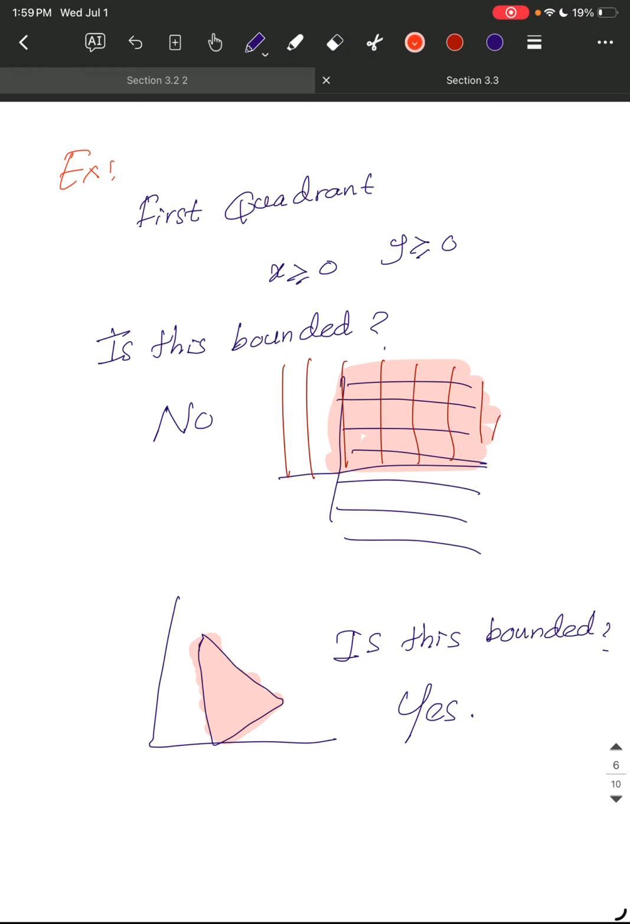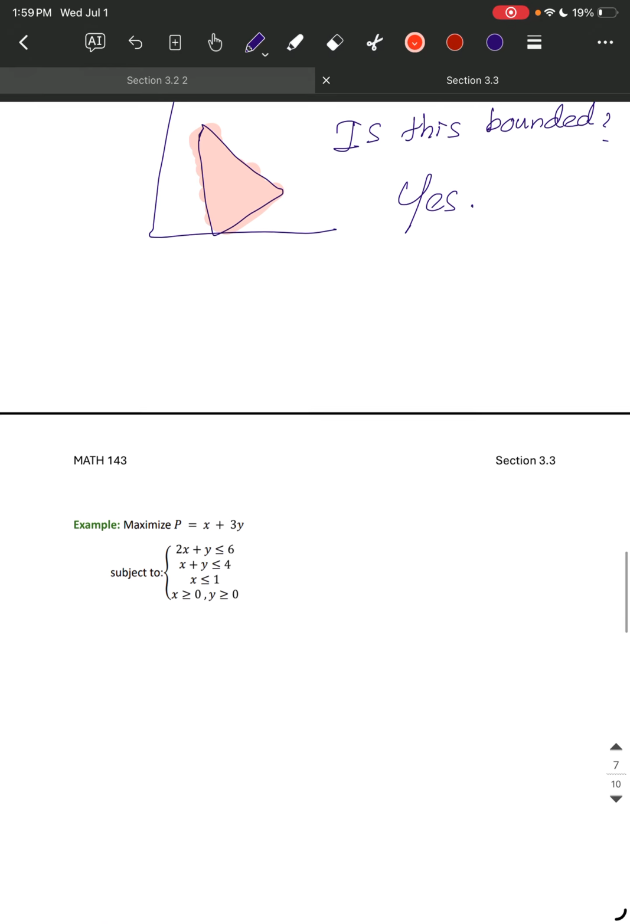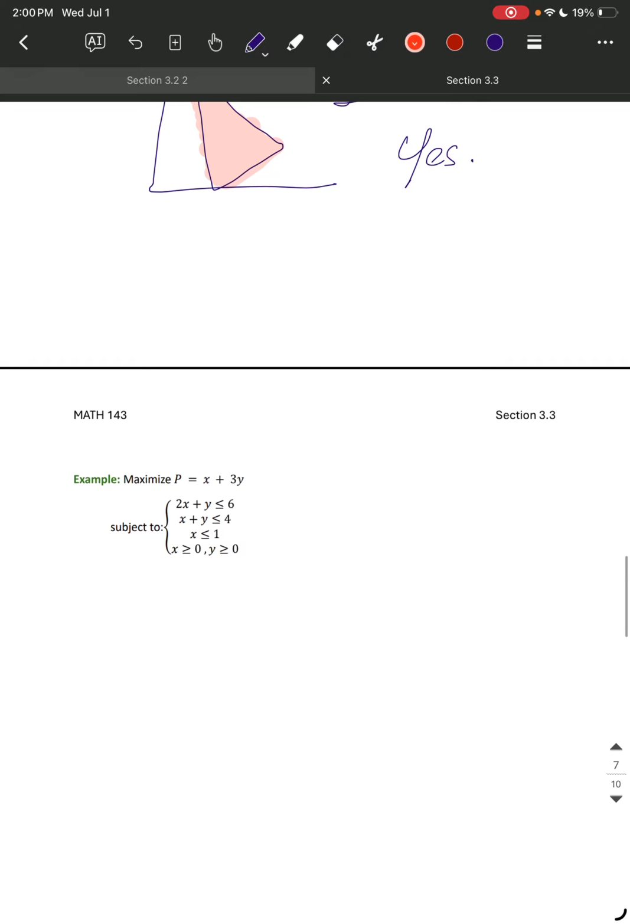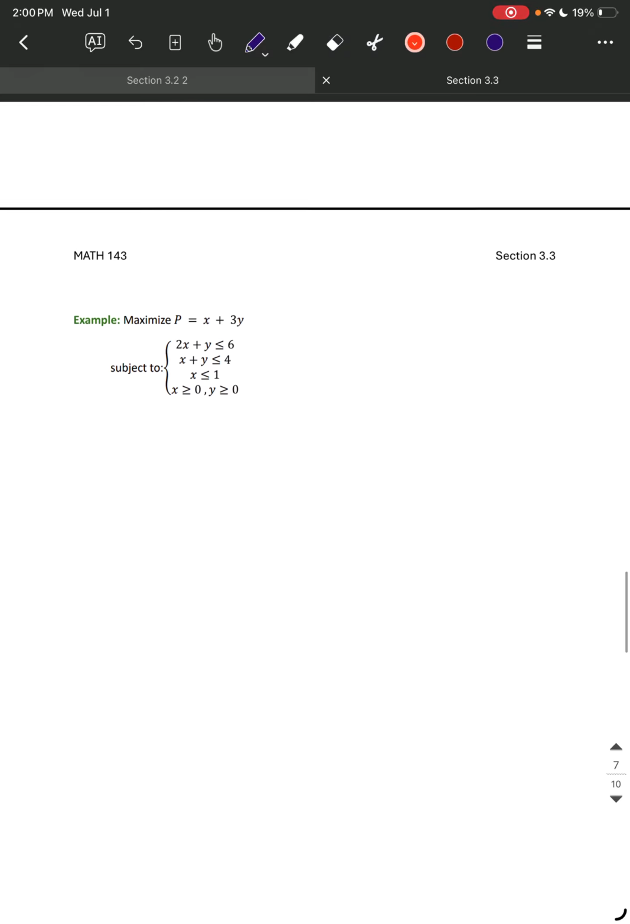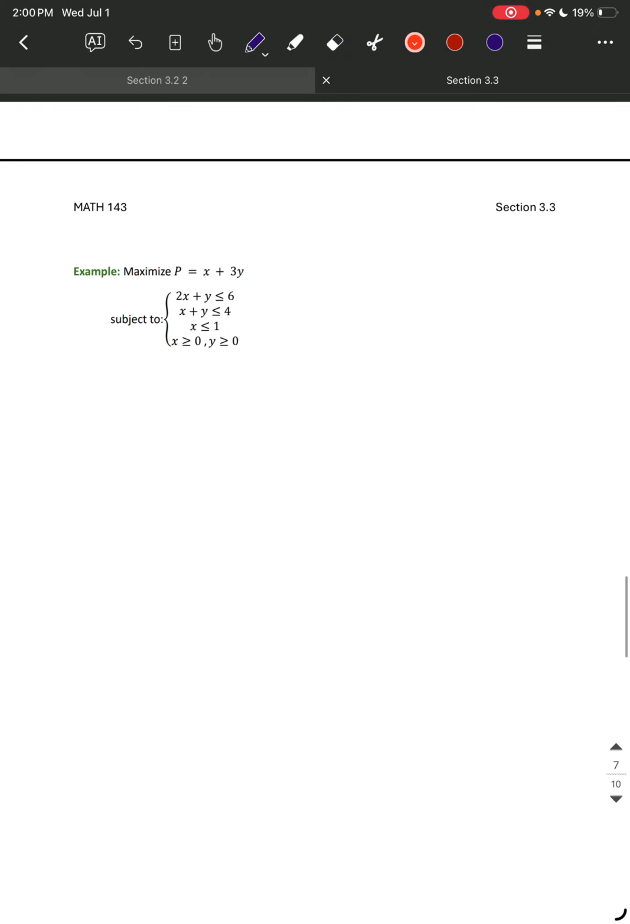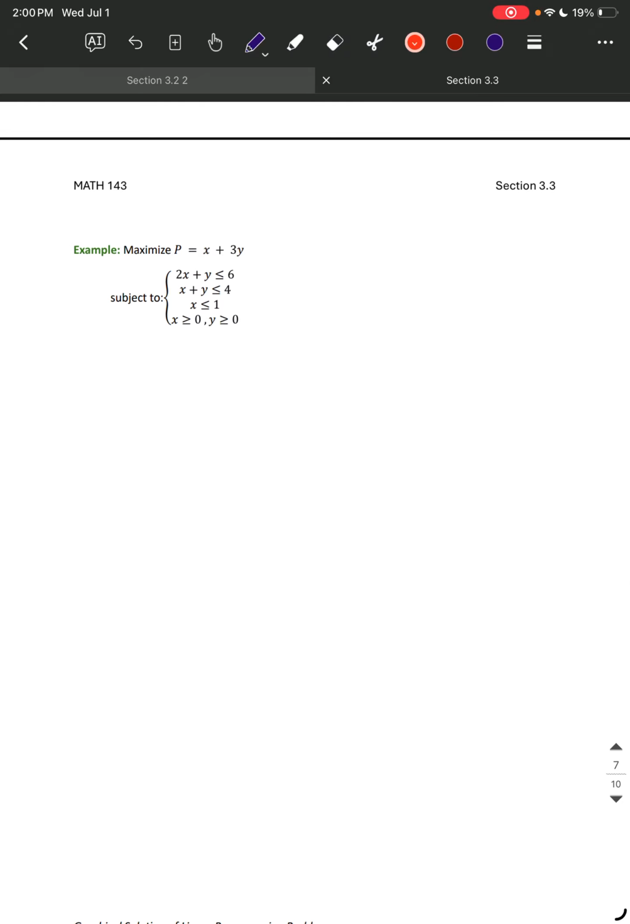Okay, then let's start the example. Here we have a maximization problem with the objective function p equals x plus 3y, subject to the constraints 2x plus y less than or equal to 6, x plus y less than or equal to 4, x less than or equal to 1, x greater than or equal to 0, and y greater than or equal to 0. So no rush, work through the 6 steps.